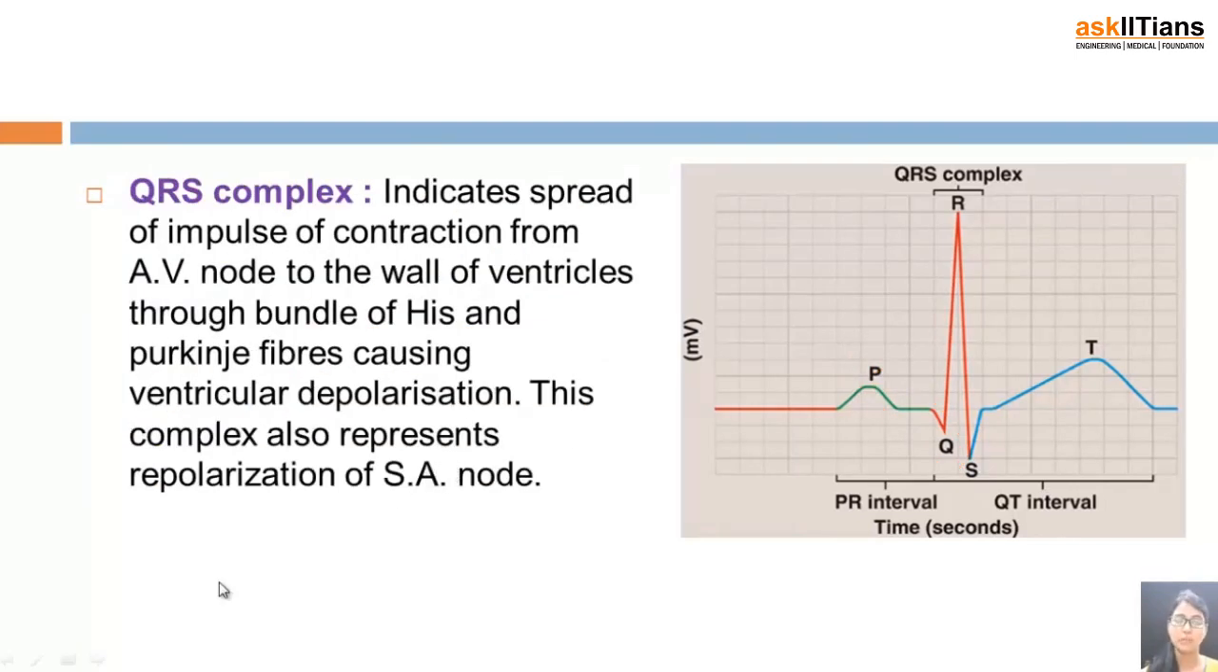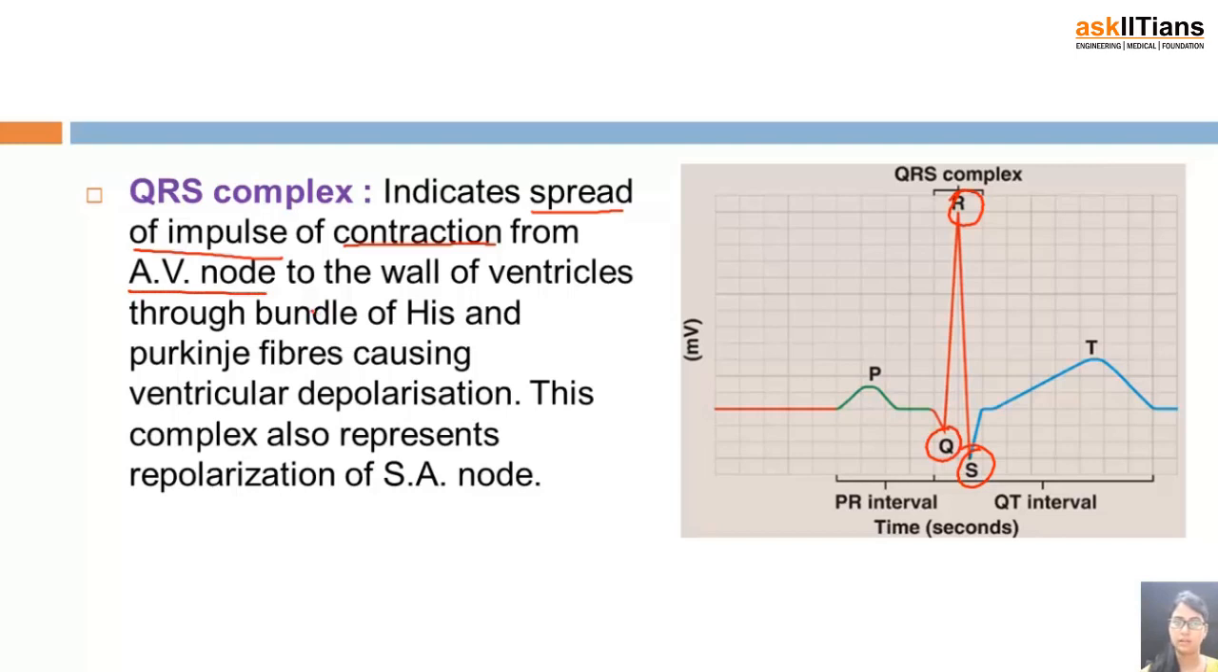Now comes the QRS complex. So, look into the diagram. This is Q, this is R and this is S. So, this is the QRS complex. What is the QRS complex indicating? It is indicating the spread of impulse. Impulse of what? Impulse of contraction. From where? From the AV node.